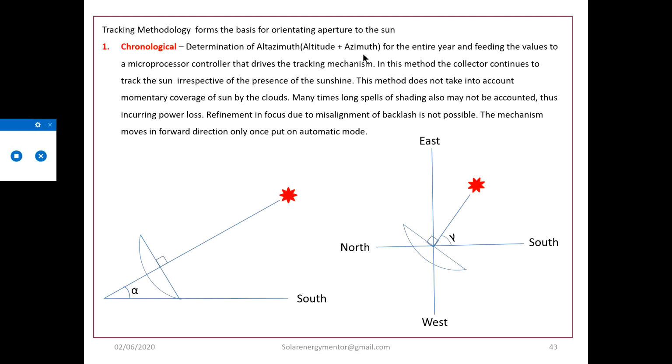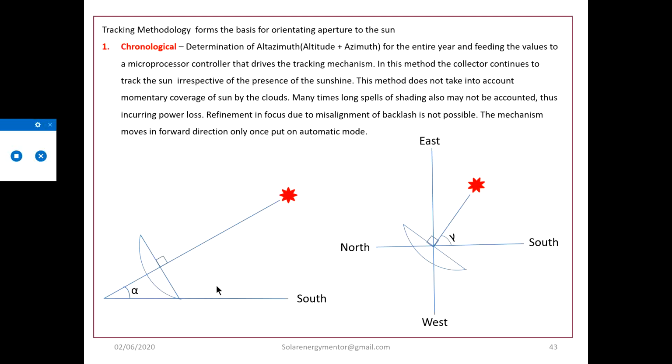Azimuth angle also can be determined, and these values for each minute, each half an hour, or each 5 minutes, can be entered into a microprocessor, and accordingly the pulses can be given to the drives of the tracking mechanism. So in this method, the aperture automatically goes on tracking irrespective of the weather condition. The collector continues to track the sun irrespective of the presence of sunshine.